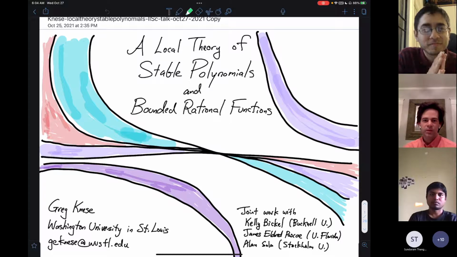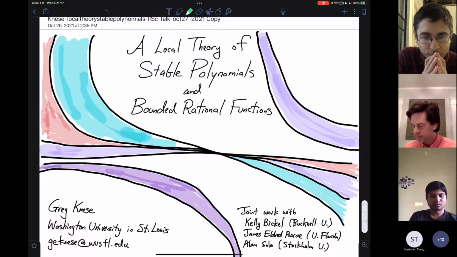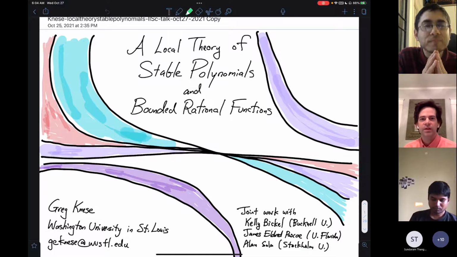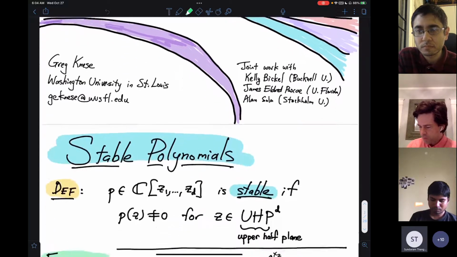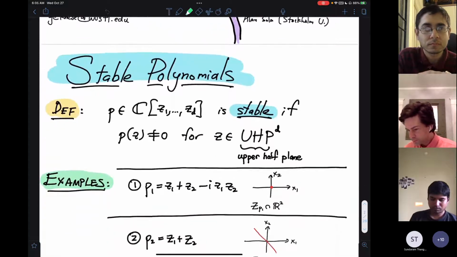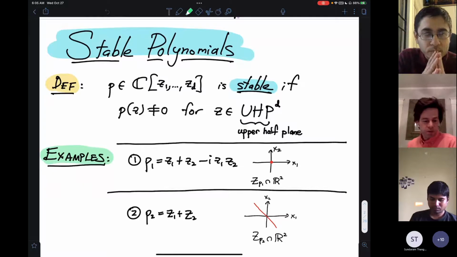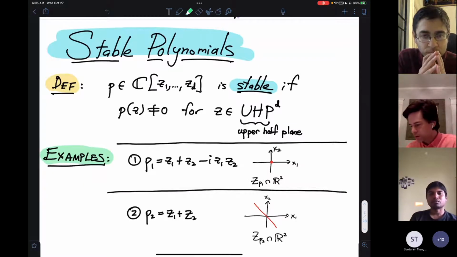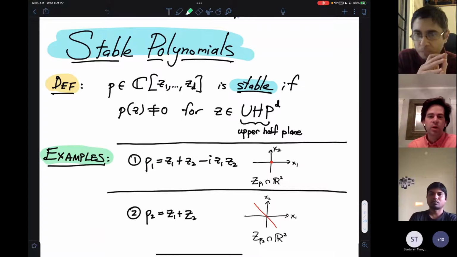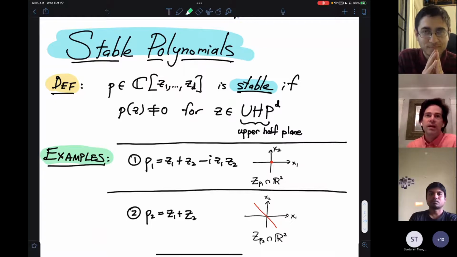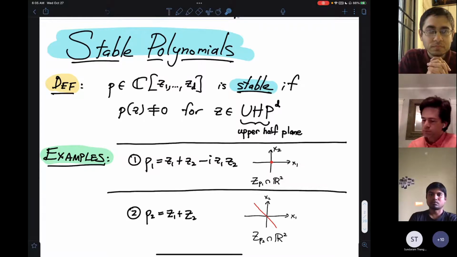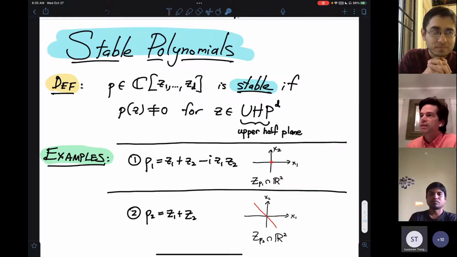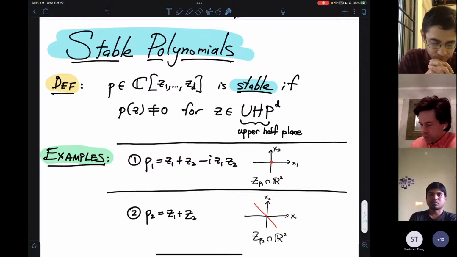So this talk is about a recent paper with Kelly Bickel, James Pascoe, and Alan Sola, and it's a long paper, so I have to pick a certain thread running through it, and that's what I'll try to do. But first, I'll give a bit of an overview. So first, let me start out with the basics. Stable polynomials are a fundamental concept. There's nothing deep about the definition, but they seem to be turning up all over the place in different areas of math and areas connecting different areas of math.